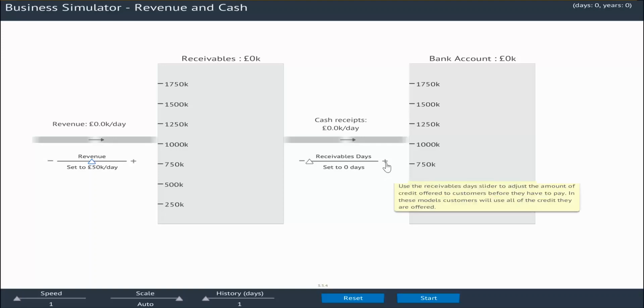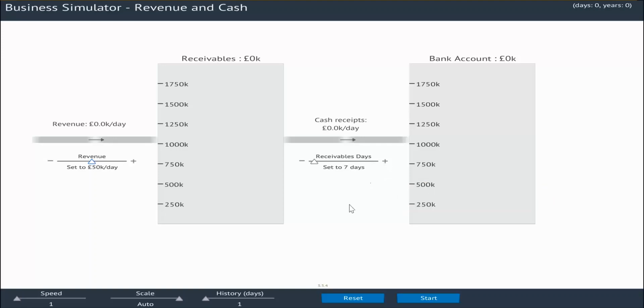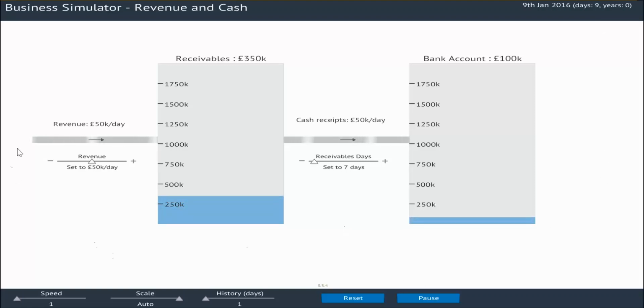So let's set receivables days initially to 7 days, for example, and revenue to £50,000 per day. So if we do that and we click Start, now we can see the timer is running in the top right corner, and we can see the flows starting to develop along the pipes and balances developing in the tanks.